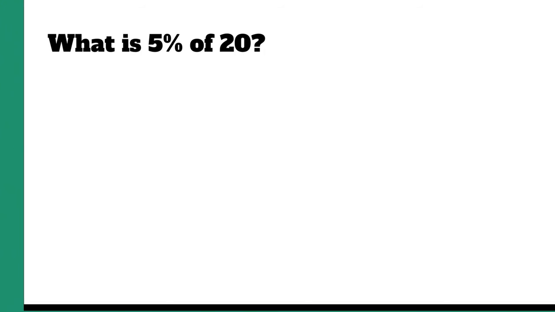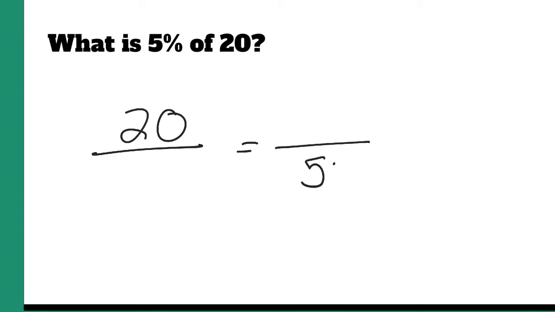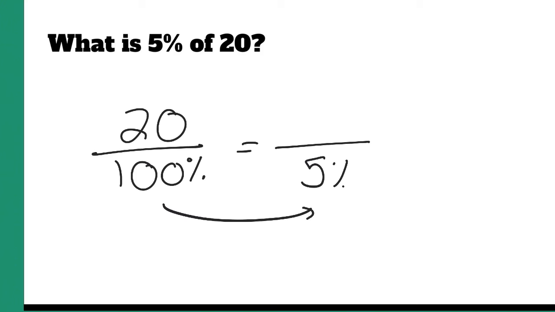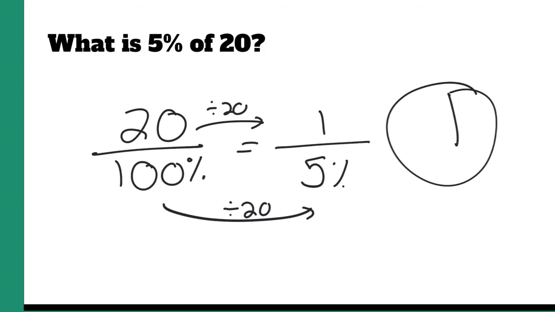Okay, this next question, what is 5% of 20? Well, we know that 20 is not the 5% because we're trying to find the 5%. So the 20 represents 100%. So to get from 100% down to 5%, you are going to divide by 20. So 20 divided by 20 is 1. So the answer for this was just 1.